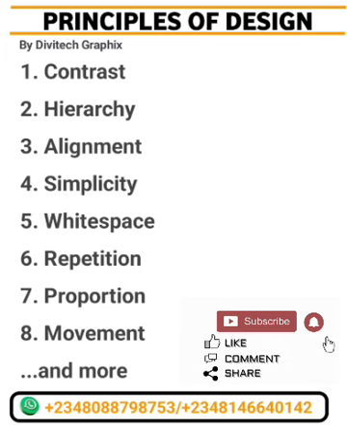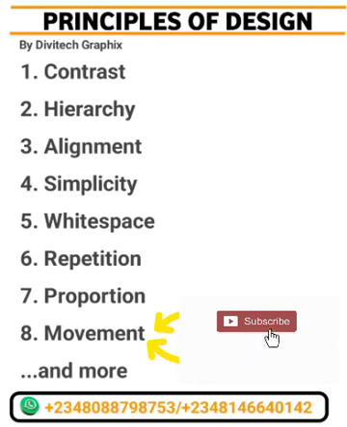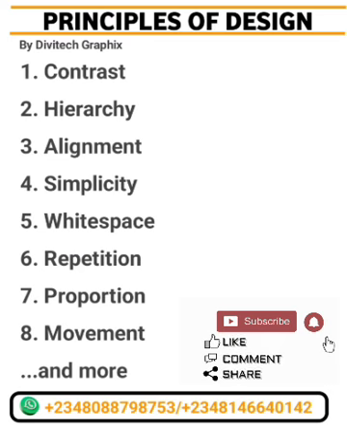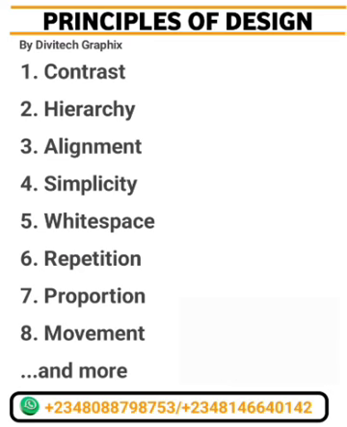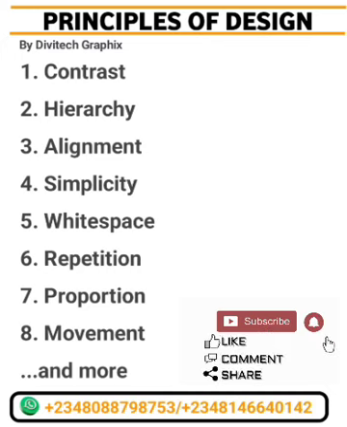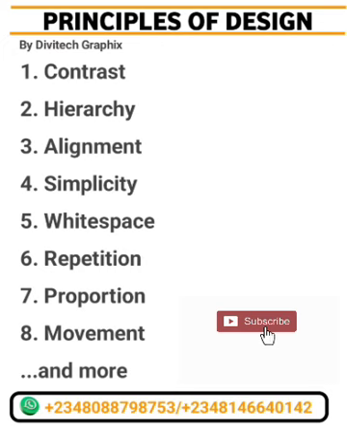So the last principle that we are going to treat in this tutorial is movement. So now, what is movement? Movement is the visual flow or the sense of motion created within a design. It is the way the elements within a composition guide the viewer's eye and create a sense of direction or progression. So movement can be achieved by the use of line, shape, color, and typography.